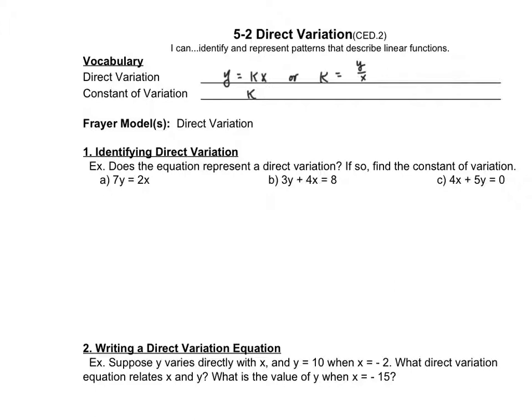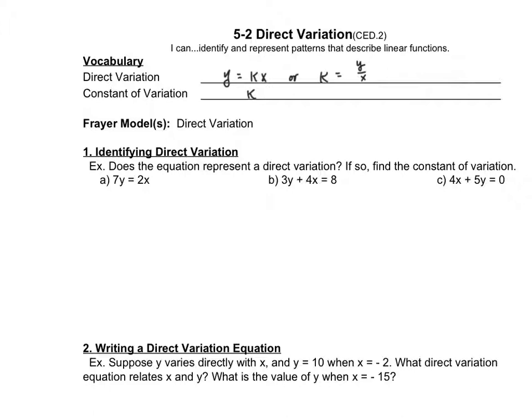These direct variation equations are a subset of linear equations. Not all linear equations are direct variation, but all direct variation equations are linear. So y equals kx, where k is the constant, and then of course, as stated, the graph will pass through the origin, 0, 0.